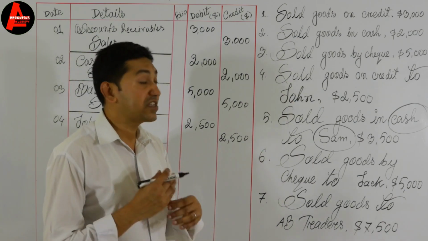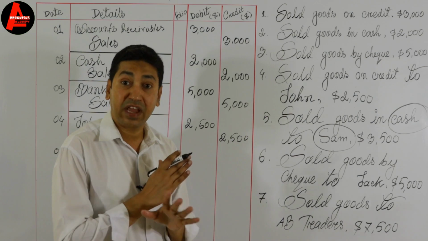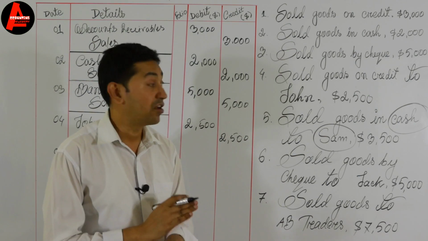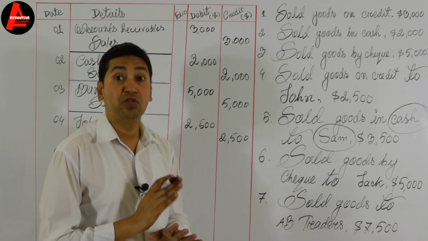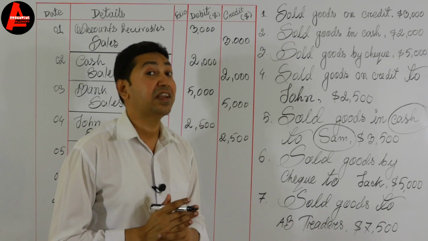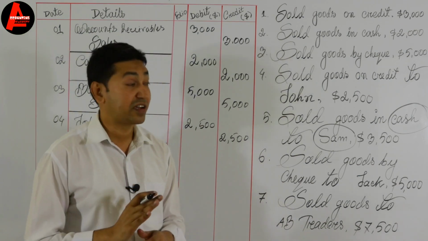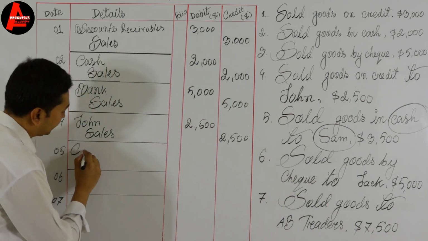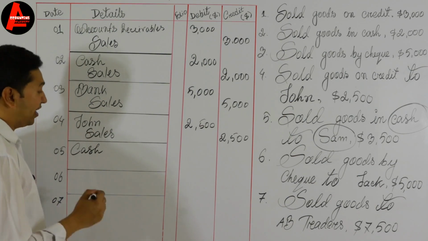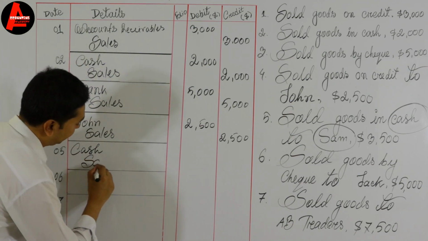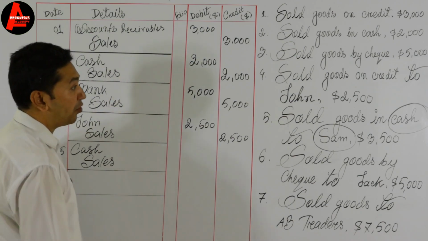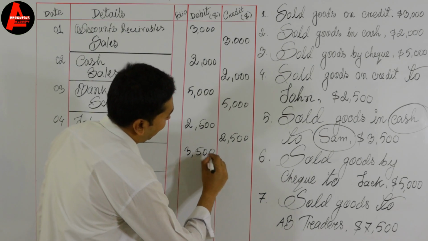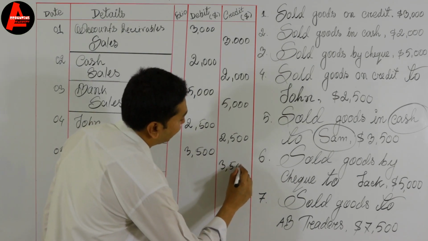Why? Because the business sold goods and received cash. That means the transaction is completely settled, absolutely settled. Nothing is left, so we don't have to record the amount in the customer account. That means we don't have to record the customer here. So let us write cash, because cash is an asset. Asset is increasing, so it will be debited, and sales will be credited. The amount is $3,500 on the debit column and $3,500 on the credit column.